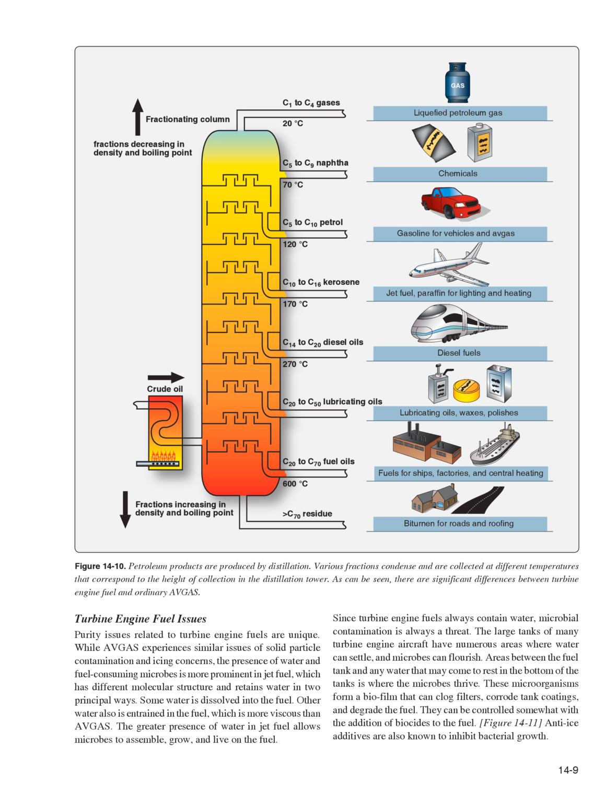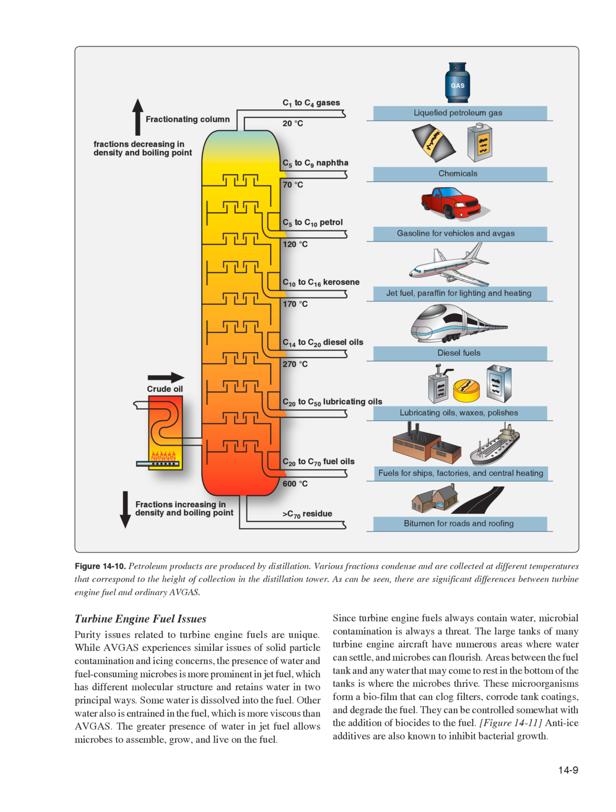Some water is dissolved into the fuel. Other water also is entrained in the fuel, which is more viscous than avgas. The greater presence of water in jet fuel allows microbes to assemble, grow, and live on the fuel. Since turbine engine fuels always contain water, microbial contamination is always a threat.